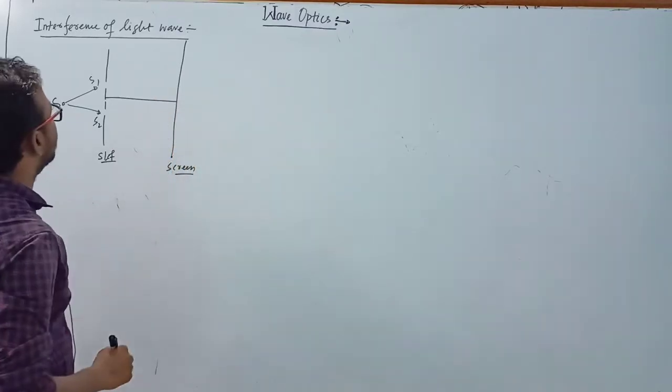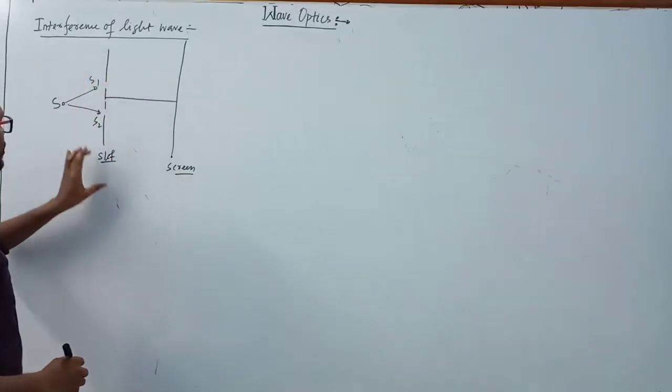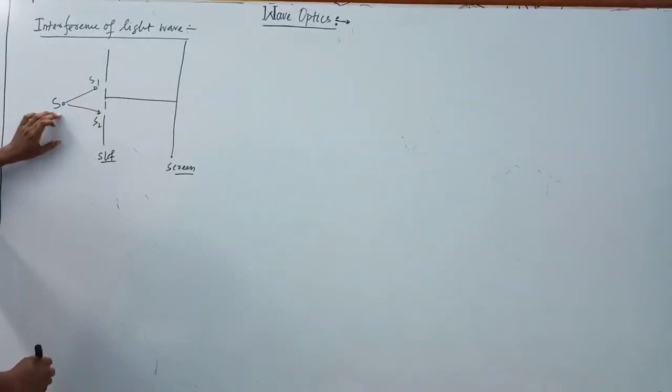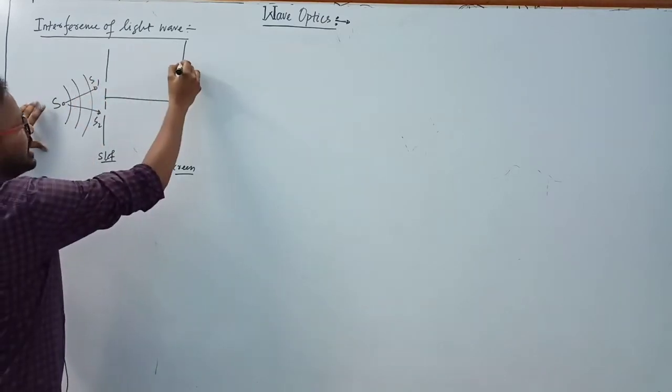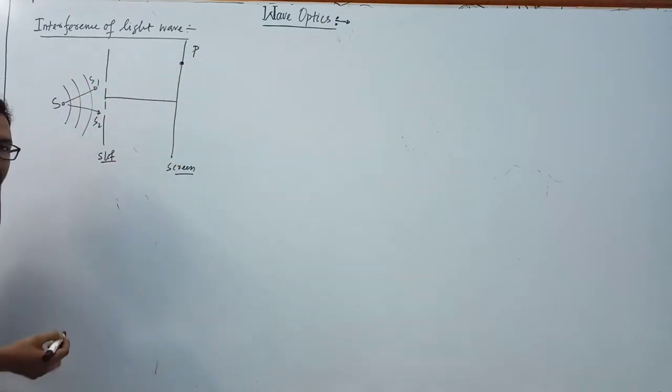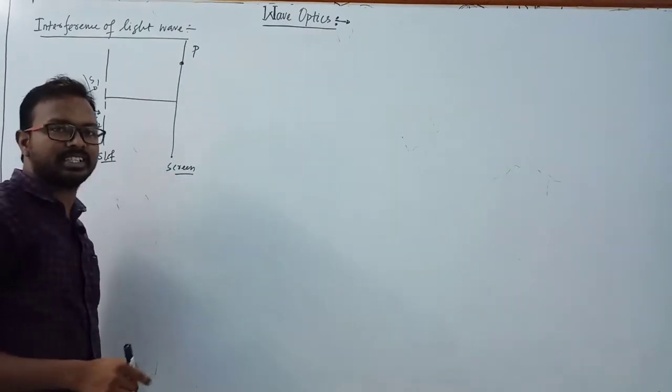Now we'll start the derivation of interference of light waves. There is a screen and there is a source. This is a point source, which emits light in this direction. This is S1. Suppose there is a point P. Now we have to identify whether this point gives brightness or darkness.